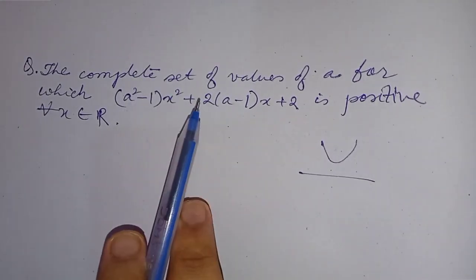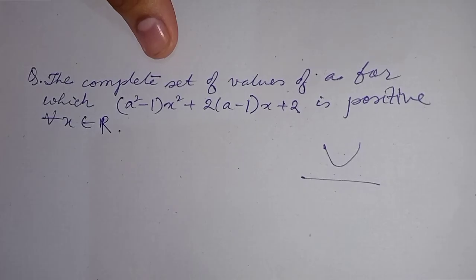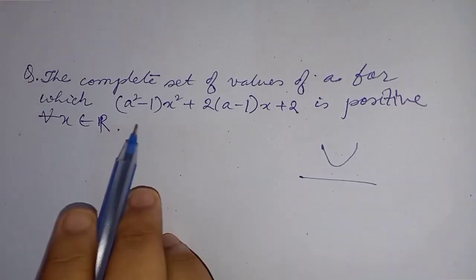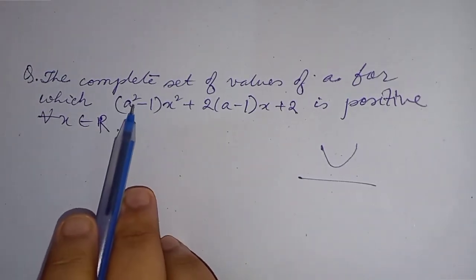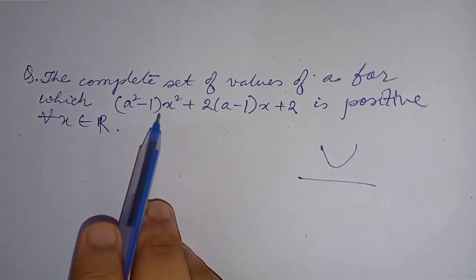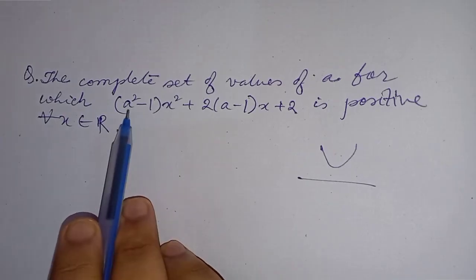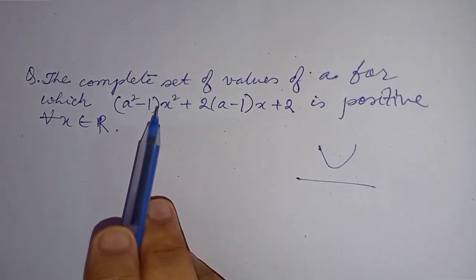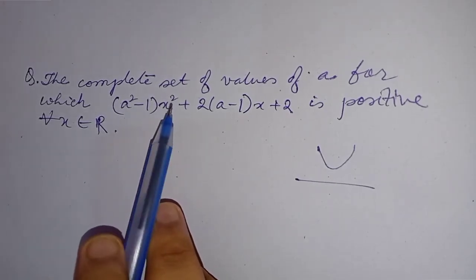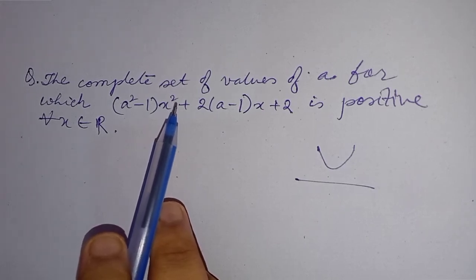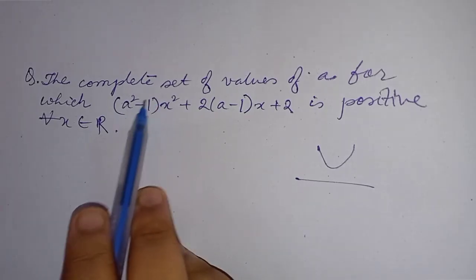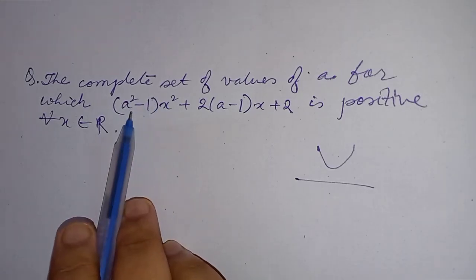But there is a catch in this question. See what happens if the coefficient of x square is 0. Say for a equal to 1, the parabola will vanish and it will become a straight line, because when the coefficient of x square is 0, one degree is being reduced. It is turning from a quadratic expression to a linear expression, and we know that the graph of a linear expression is a straight line, so it will automatically turn into a straight line if the coefficient of x square is 0.